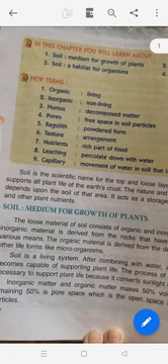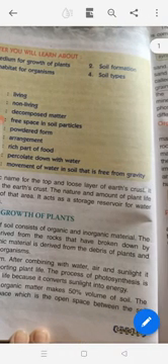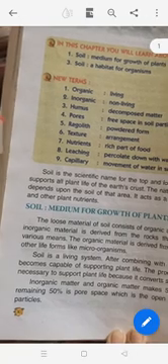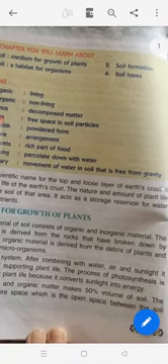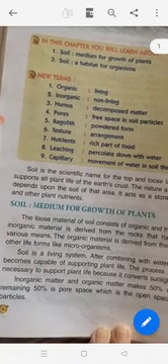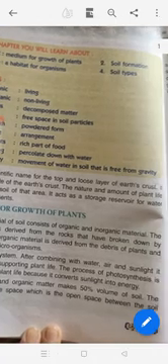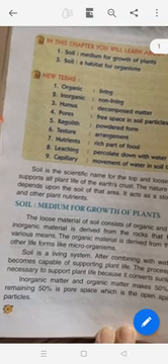The loose material of soil consists of organic and inorganic material. The inorganic material is derived from the rocks that have broken down by various means. The organic material is derived from the debris of plants and other life forms like microorganisms.